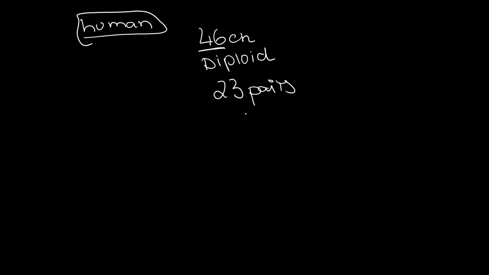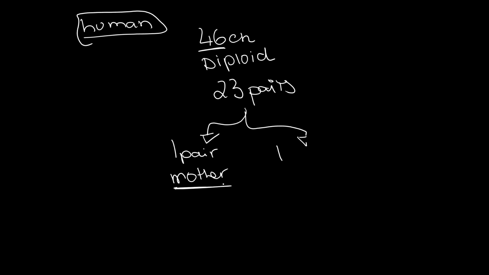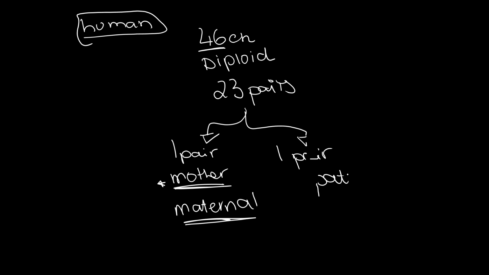23 pairs, this means that every pair comes from where? One comes from who, and the other comes from who? One from the male and one from the female. Very good. One comes from the mother. In biology, coming from the mother also has another name that I want you to know. It's called maternal chromosomes. So maternal chromosomes are the chromosomes coming from the mother. And the other comes from the father, and they are called paternal chromosomes.